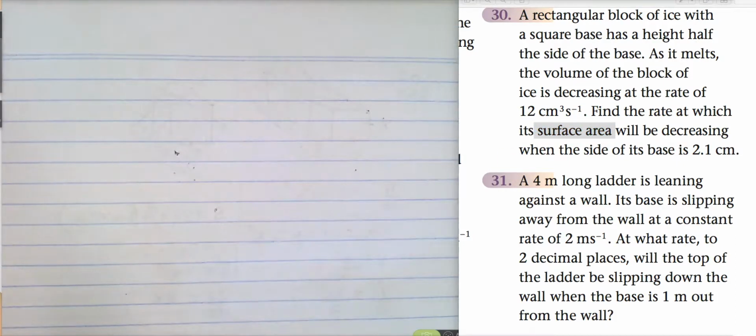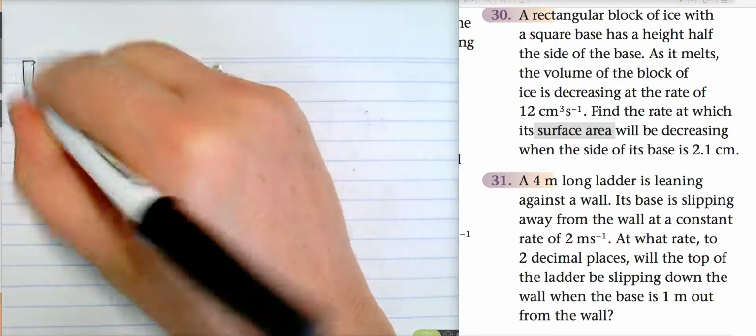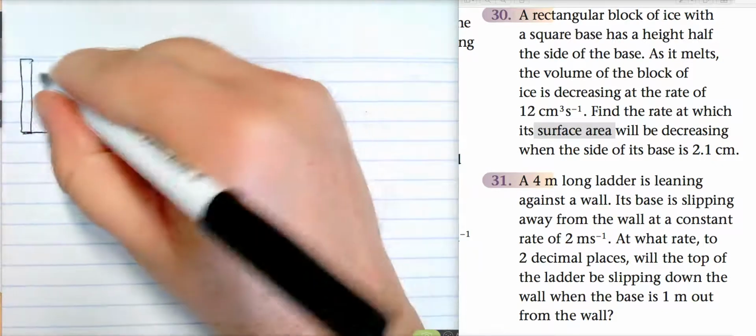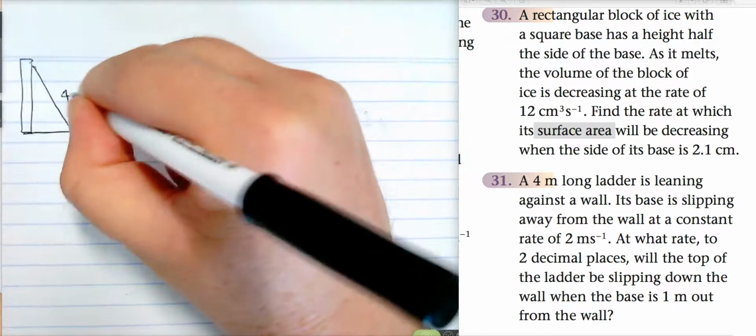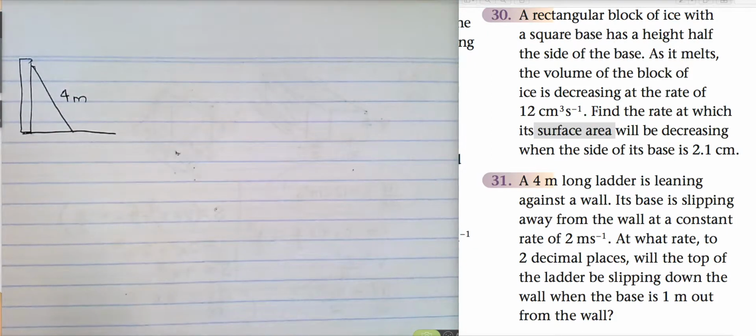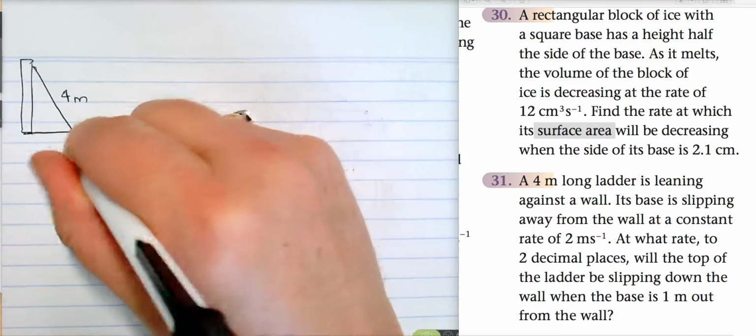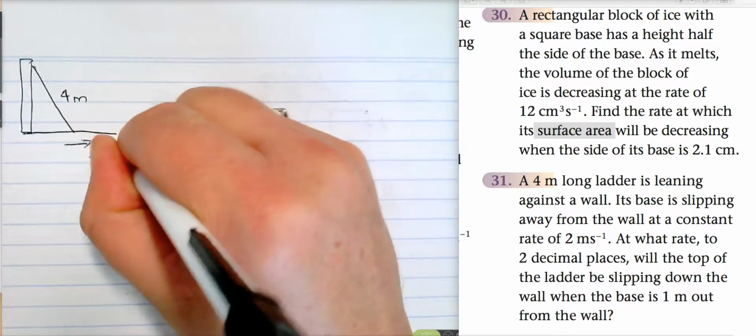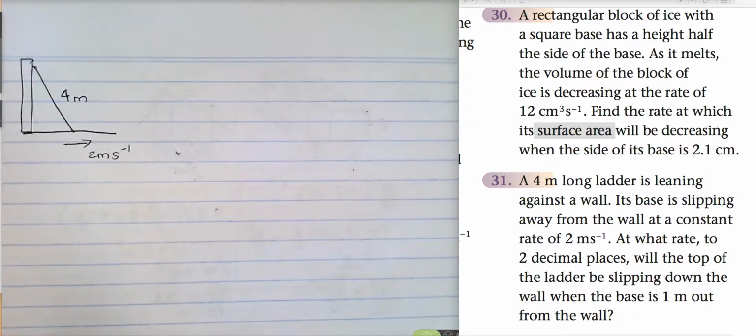Question 31. A 4-metre long ladder is leaning against a wall. So you really need to draw up a diagram. So there's your wall, there's your floor, and the ladder is 4 metres long. Its base is slipping away from the wall at a constant rate of 2 metres per second. So this base is moving away at 2 metres per second.